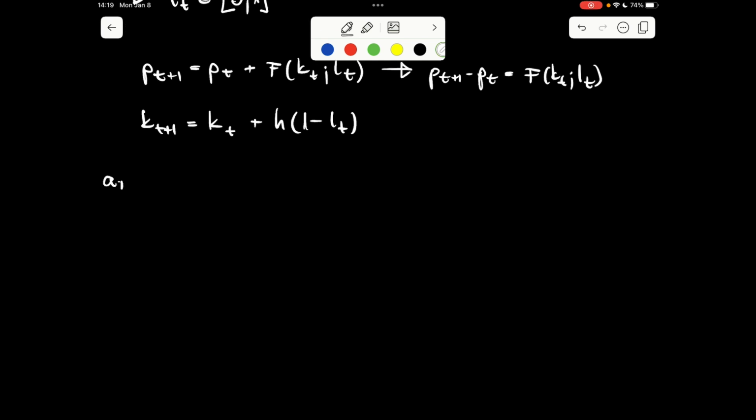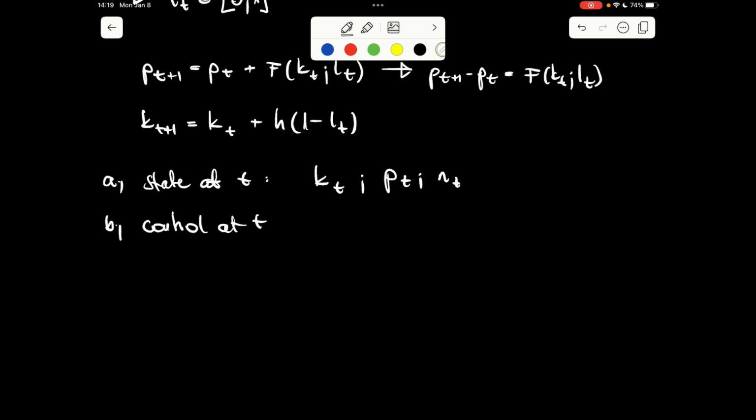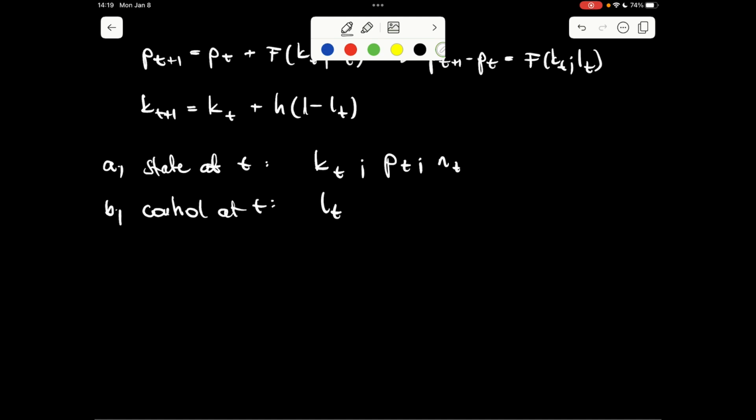So first of all, let's line up the state variables. State at t. This is kt, of course, the capital stock; pt, the current stage of the homework; and nt, the days remaining before submission is due. The control variable, control at t, is the time allocated to working on the problem set.